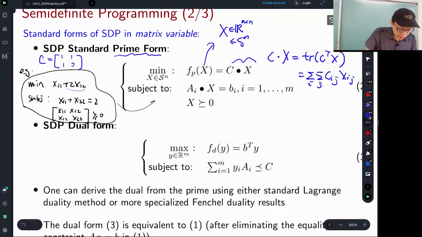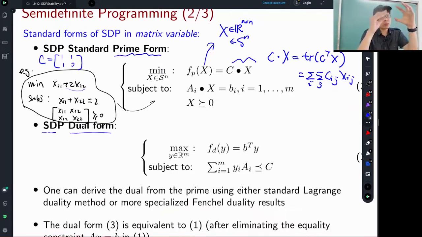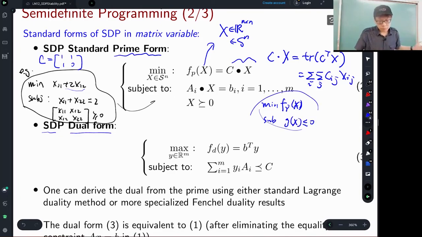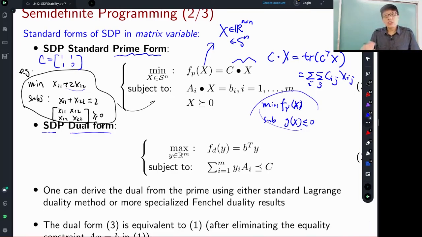And actually, the SDP has a dual form. You know this is a convex optimization problem, right? This is a primal problem. You can think of it as minimize f_p of X subject to a lot of things, G of X less than or equal to zero. That's my primal optimization problem. And if I do the dual, actually, I'm going to ask you to derive this dual. That's a little bit challenging, but it's worth trying. The dual problem is of this form.